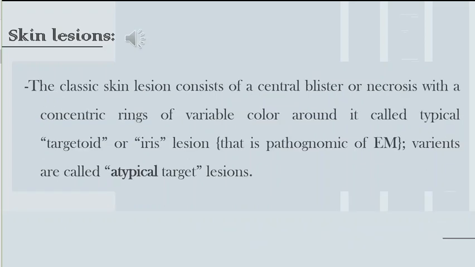Well, you know that erythema multiforme has a distinctive appearance, as I can see on the patient's skin. I can recognize it and make the diagnosis right away, even before the patient speaks. You will see it in the next slide. The classic skin lesion consists of a central blister or necrosis with concentric rings of variable color around it. We call it a typical lesion.